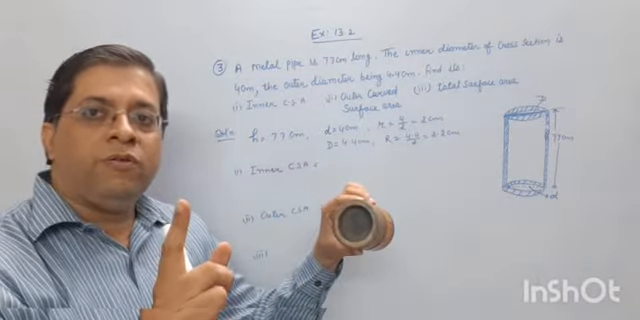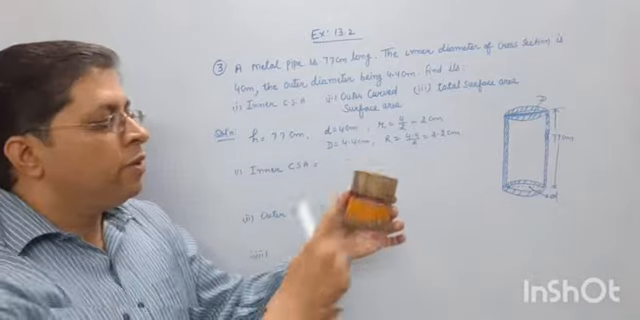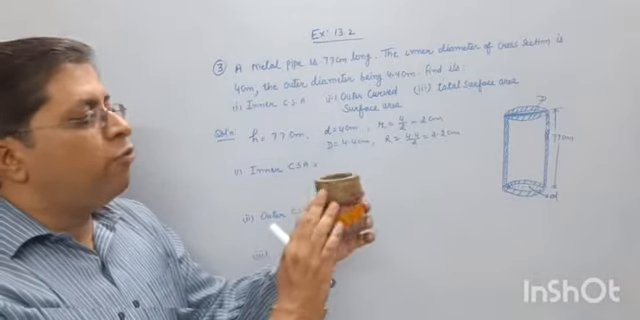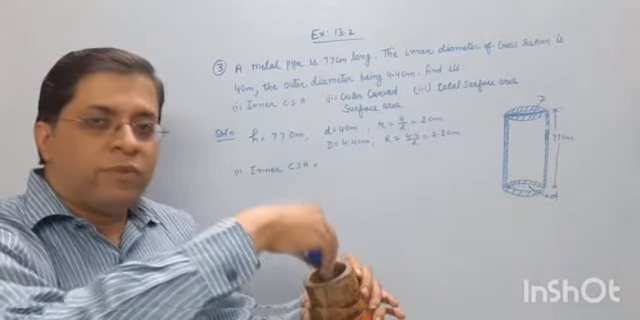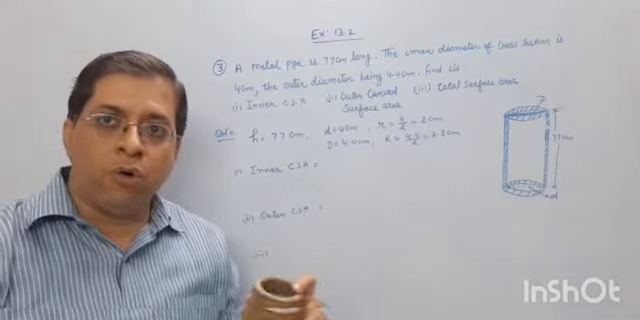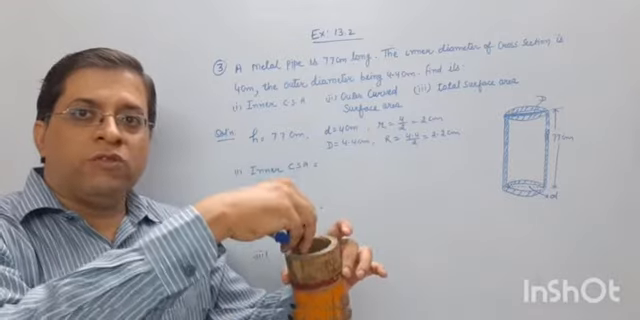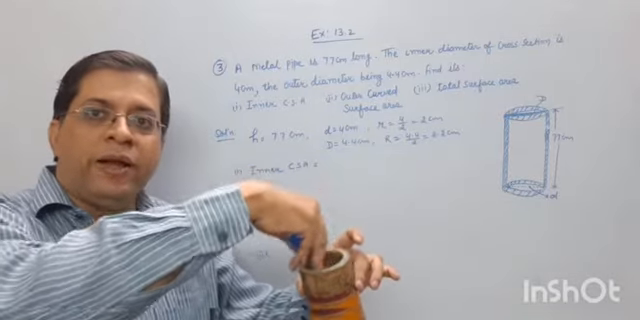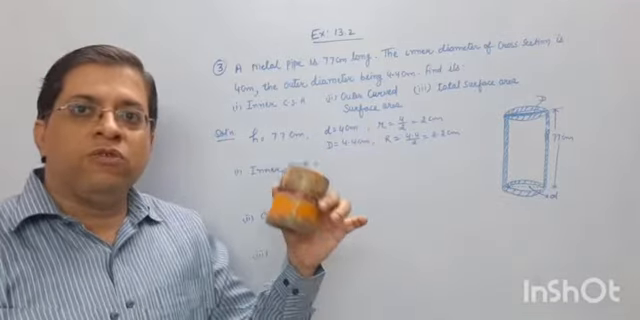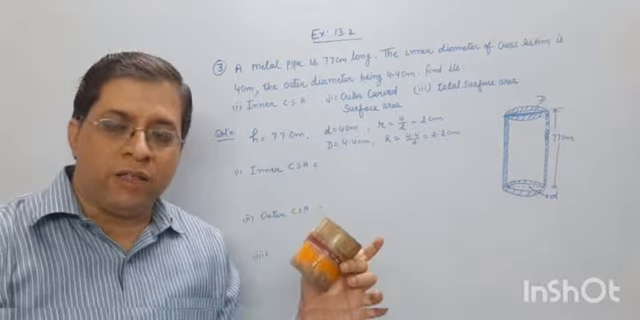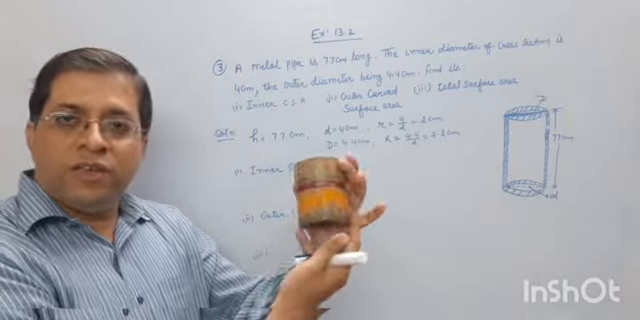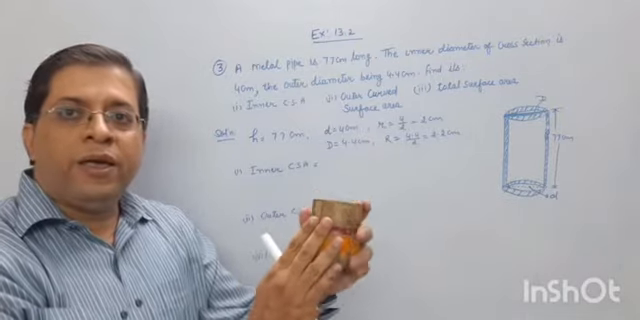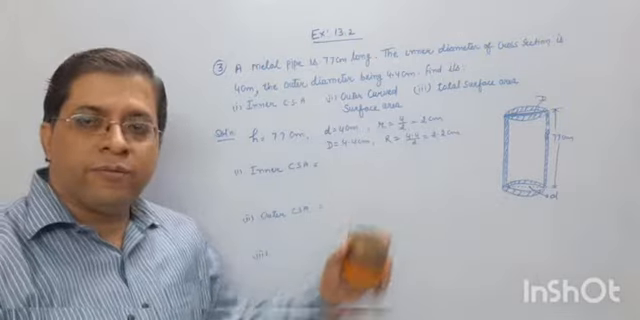Then thickness will be 0.4 centimeter. Height, you have to find out inner CSA. This is hollow. If this is hollow, then this will be just like a hollow pipe, no? So if I have to bend inside, this will be your 2 pi rh. And outer CSA is this. So 2 pi capital R H I have to take.